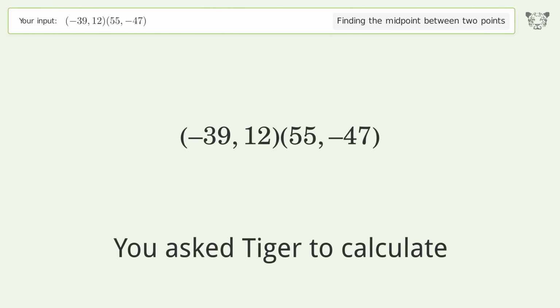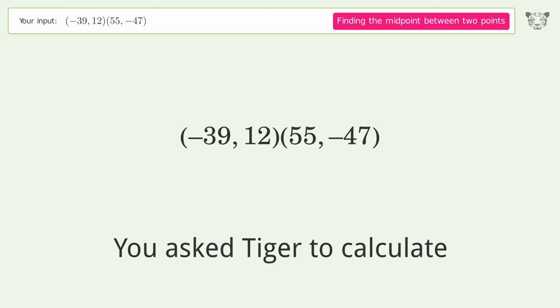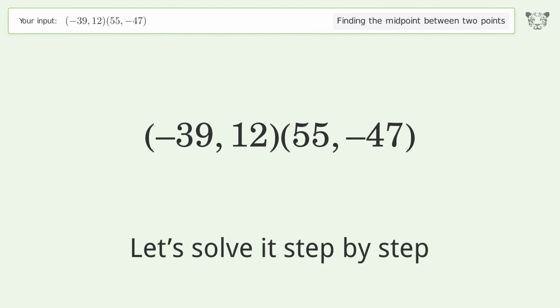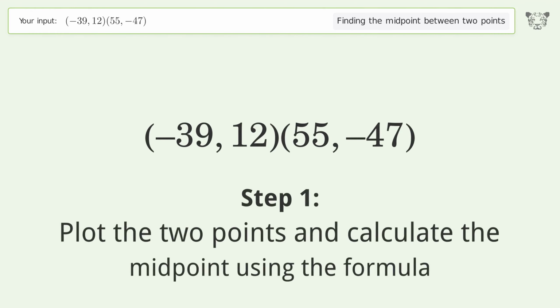You ask Tiger to calculate. This deals with finding the midpoint between 2 points. The midpoint between the 2 points is (8, -17.5). Let's solve it step by step. Plot the 2 points and calculate the midpoint using the formula.